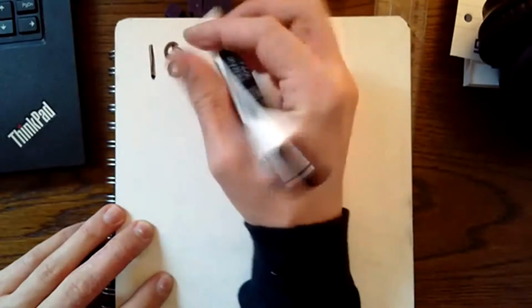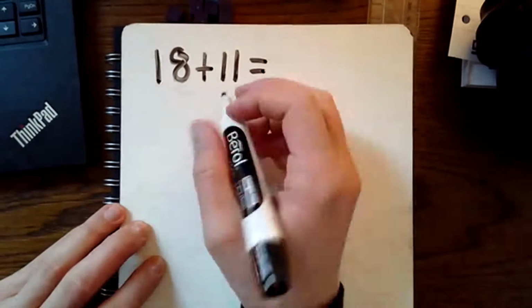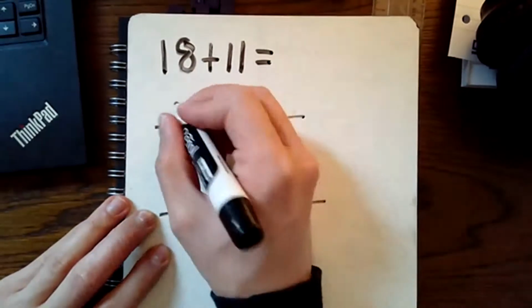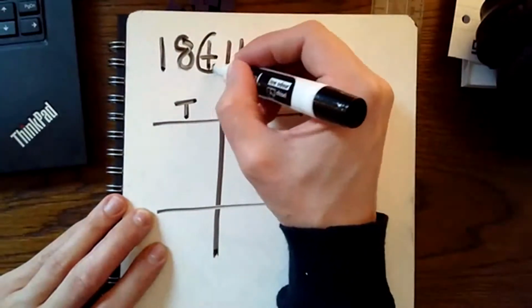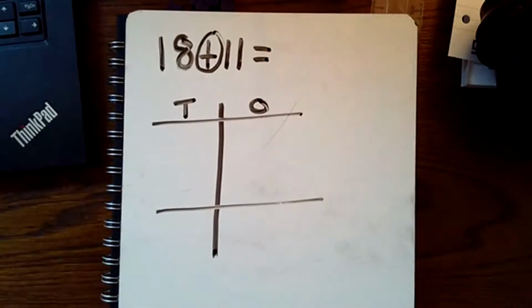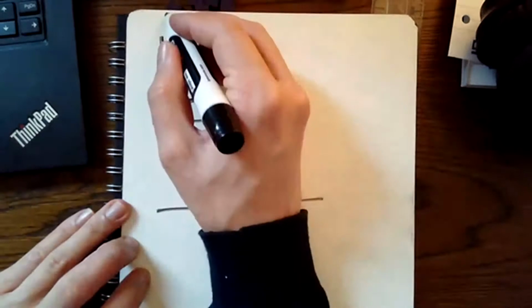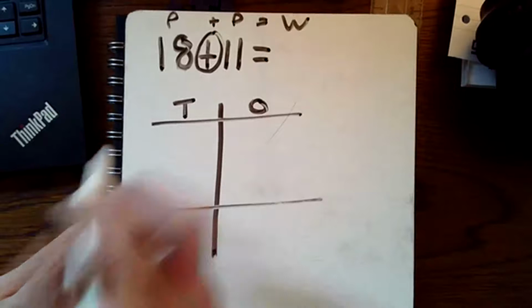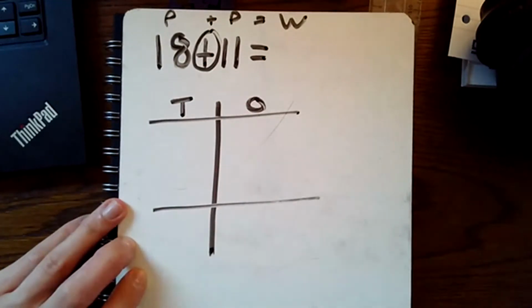If I was to do 18 add 11, I can use the tens and ones method to solve this. So here's my tens, here's my ones. I'm doing 18 add 11, and I will circle the operator. We know when we add, we represent both parts. Part add part equals whole. 18 is one part, my other part is 11.